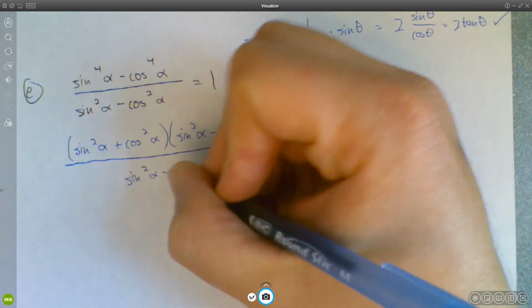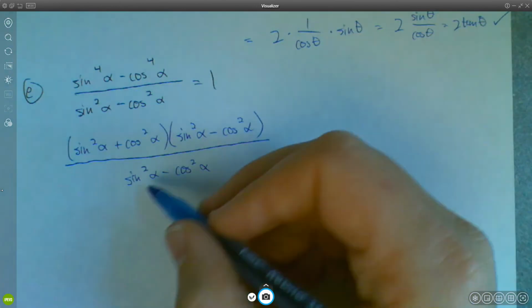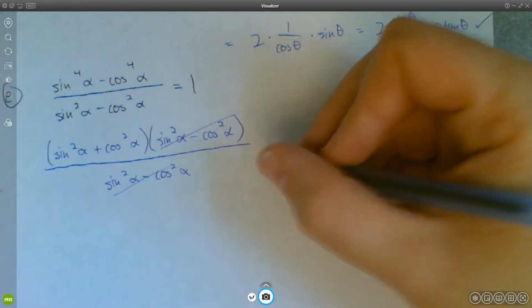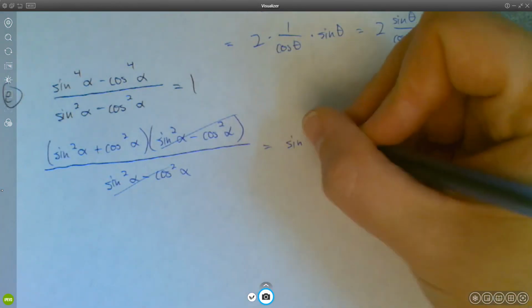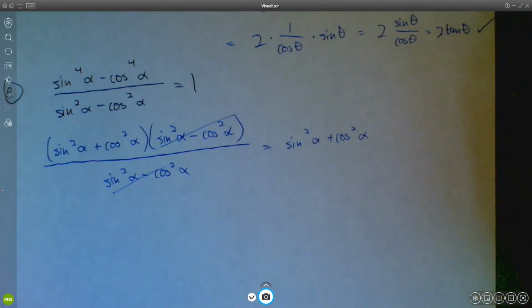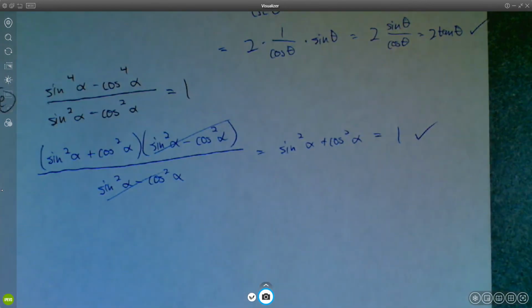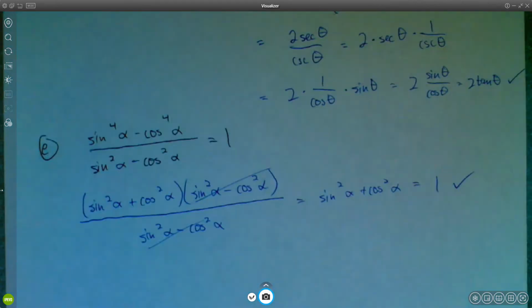This one was super easy, as it turned out. Because now this will cancel there. So we'll just be left with sine squared alpha plus cosine squared alpha. I feel robbed of an opportunity to do some nice fun trig. But that's just one. Okay? So that's just a 3-step problem. So that's not bad at all.